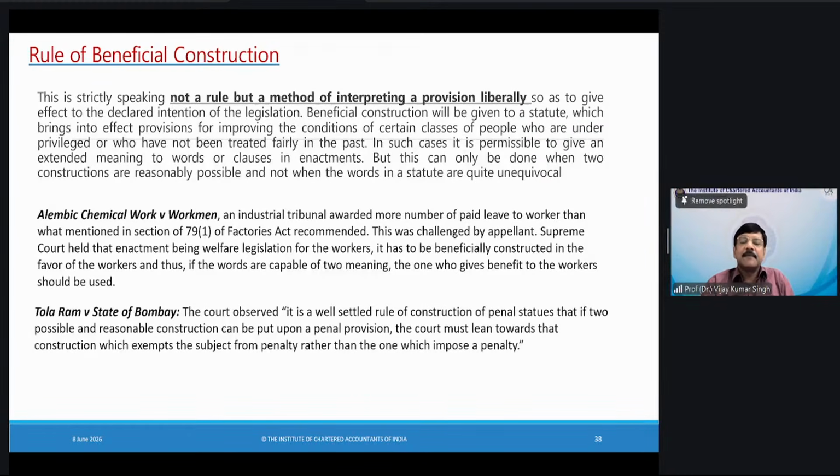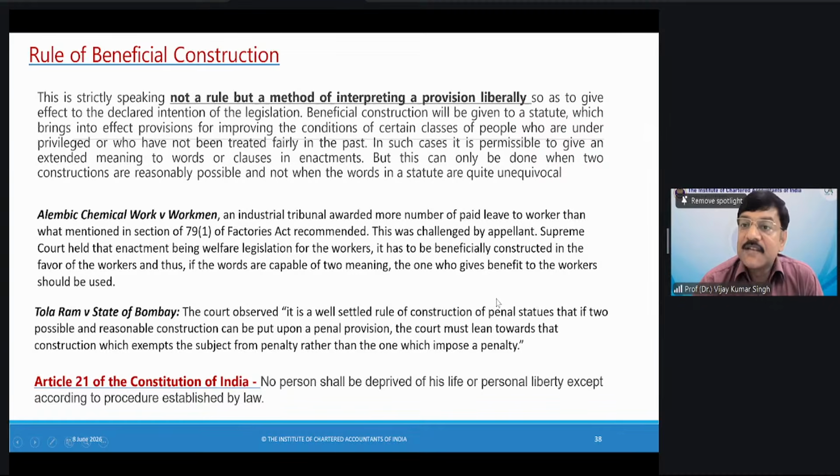Like, for example, in Alembic Chemical Workmen, the industrial tribunal awarded more paid leaves to workers than was mentioned in section 79(1) of the Factories Act. Why? They applied the beneficial construction. They said that, okay, fine, these are the workers, poor workers, and they can be given some benefit. Similarly, in Tolaram versus State of Bombay, the court observed that it is a well-settled rule of construction that in penal statutes, if two possible reasonable constructions are there, you give the benefit of doubt to whom? The criminal, the accused. So this is also a rule of beneficial construction in terms of the penalty.